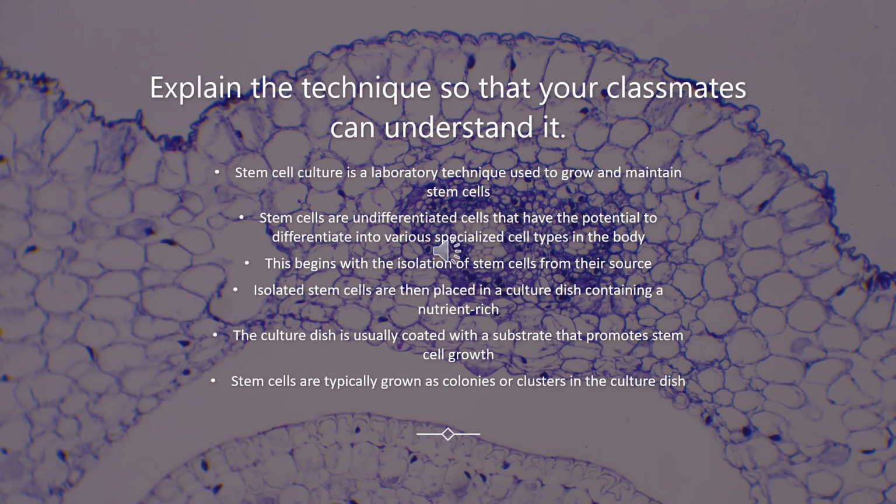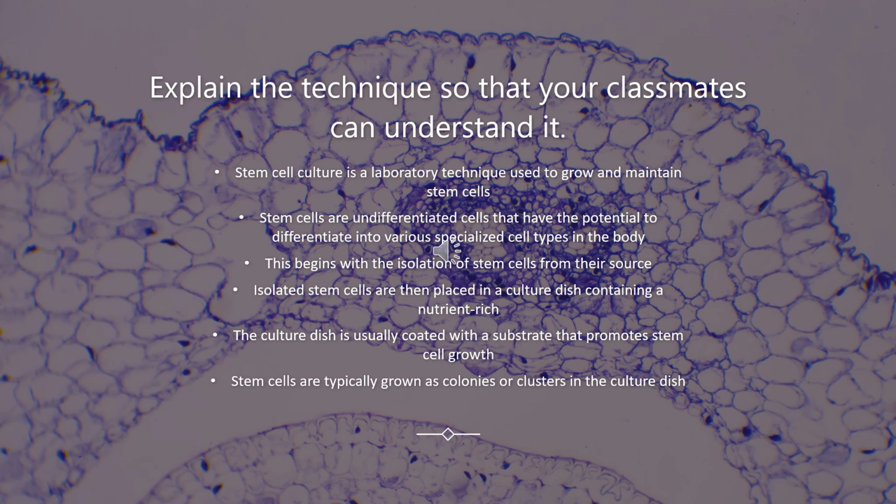self-renewal. This process typically begins with the isolation of stem cells, which can come from embryonic tissue, adult tissue, or induced pluripotent stem cells, which come from reprogrammed adult cells. The isolated stem cells are then placed in a culture dish in order to grow and proliferate.